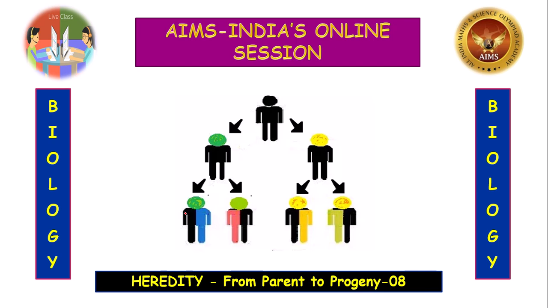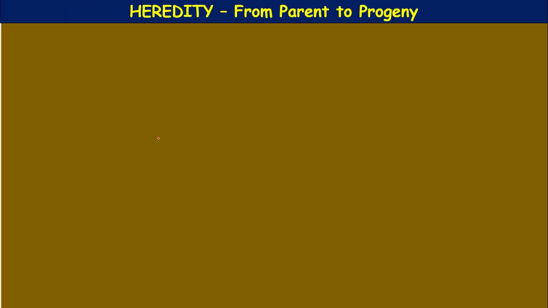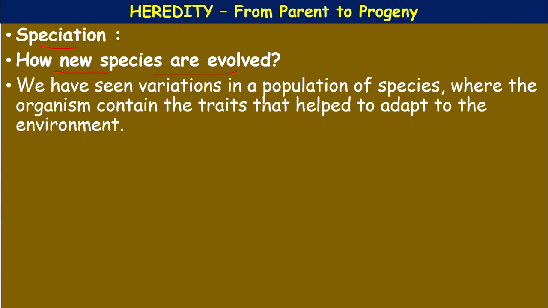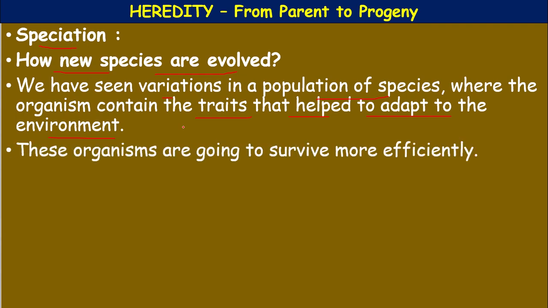So, shall we proceed, children? Today a new concept called speciation. Let us study speciation. What is speciation? Speciation is how new species are evolved. We have seen variations in a population of species where the organisms contain the traits that help them adapt to the environment. Speciation means the process of splitting a genetically homogeneous population into 2 or more populations that undergo genetic differentiation and eventual reproductive isolation. It is called speciation.